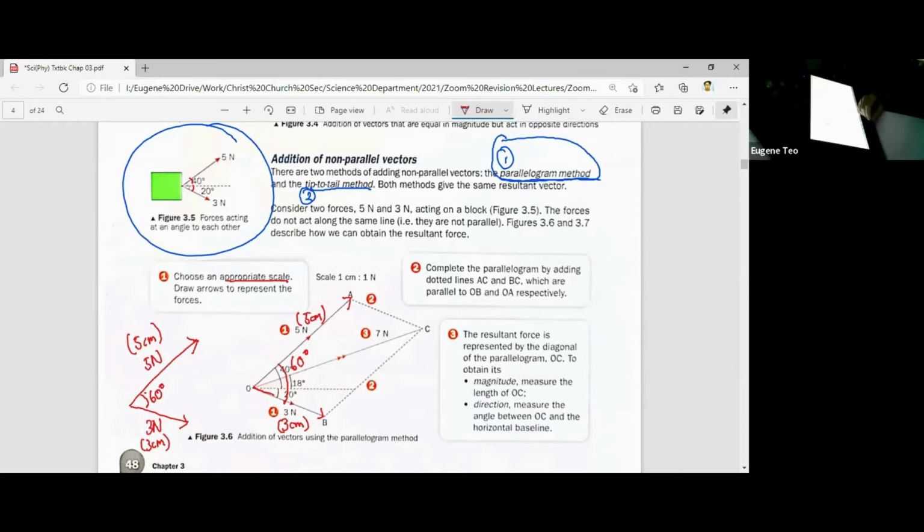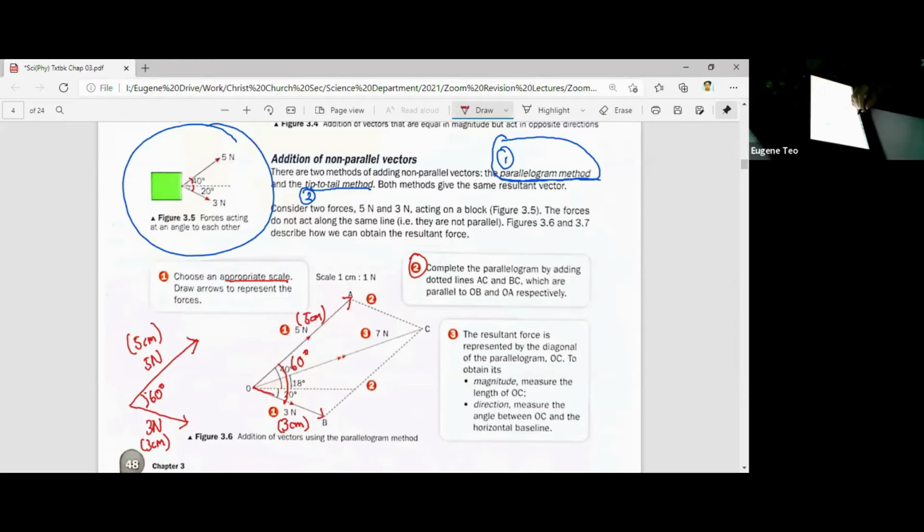So once I've drawn this, the next part is actually to complete the parallelogram, step 2. Now, if you read the steps here, complete the parallelogram by adding the dotted lines AC and BC, which are parallel to OB and OA respectively. How do you draw these parallel lines?